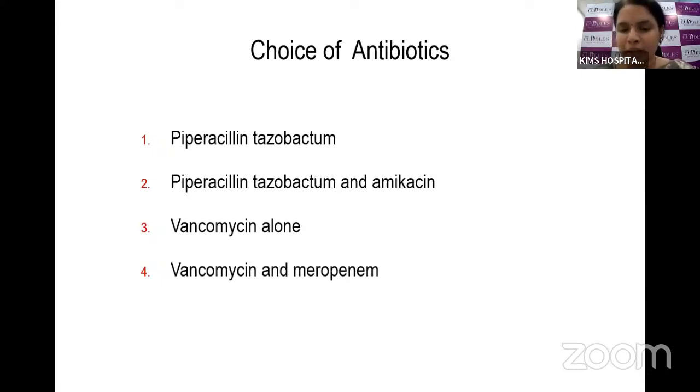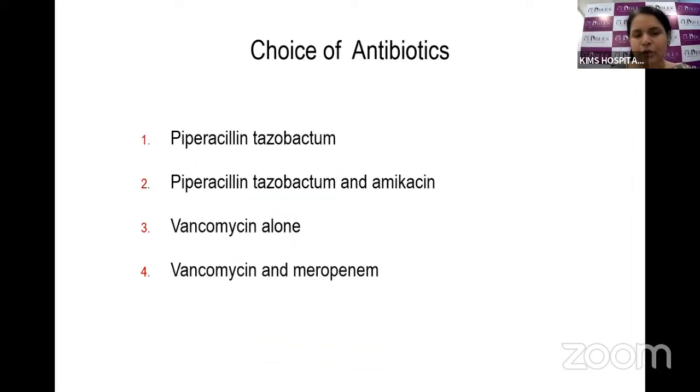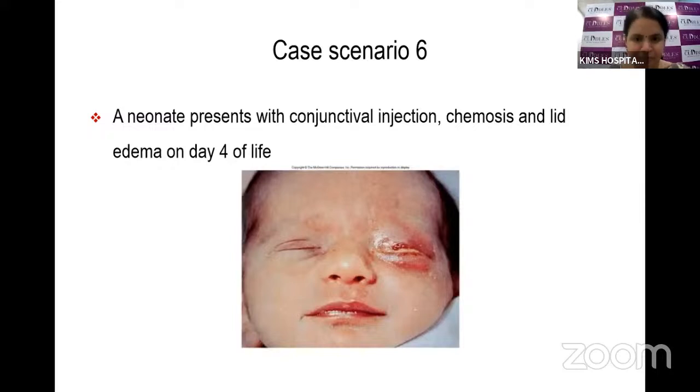However, in the presence of bacteremia, we generally prefer to use a combination of gram-positive and gram-negative coverage in the form of piperacillin tazobactam with amikacin. So in this particular scenario, you're quite justified in using only a single drug in the form of piperacillin tazobactam. I'll be finishing with this last case scenario.